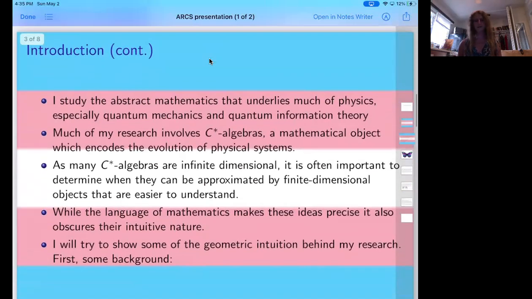I study the abstract mathematics that underlies much of physics, especially quantum mechanics and quantum information theory, and much of that research involves C-star algebras, a mathematical object that encodes the evolution of physical systems. Many of these objects are infinite dimensional, so it's important to know when we can approximate them by finite dimensional objects that are easier to understand. And the language of mathematics makes this precise, but also obscures how really intuitive some of the ideas are, so I'll just try to give some geometric intuition.